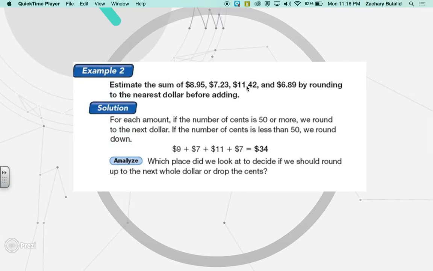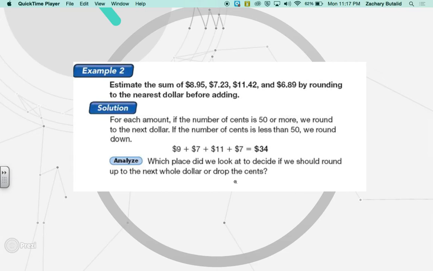What we're going to do is keep this at 11. And then since 89 cents is really close to a dollar, we're going to round this up to 7. And then we're going to add. Let's look at what they have here: 9, 7, 11, and 7. Okay, now this is something easier to add together. You could probably even do this in your head. 9 plus 11 is 20, plus 14 is 34. All right, and so for each amount, if it's 50 cents or more, then we round up. If it's below 50 cents, we round down.